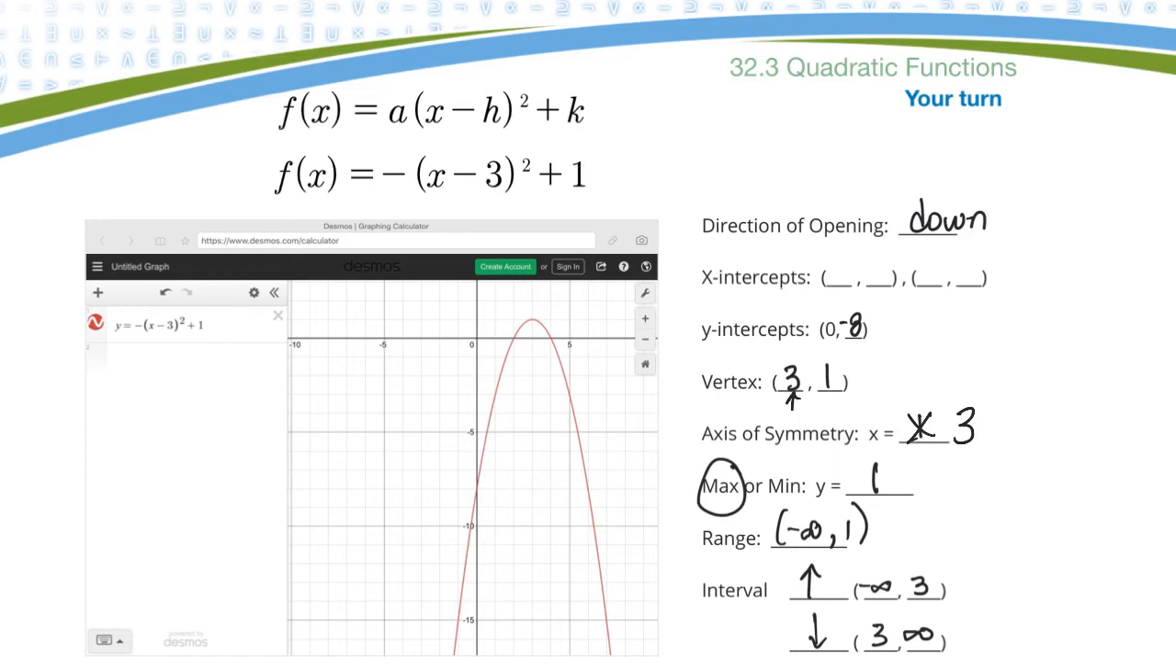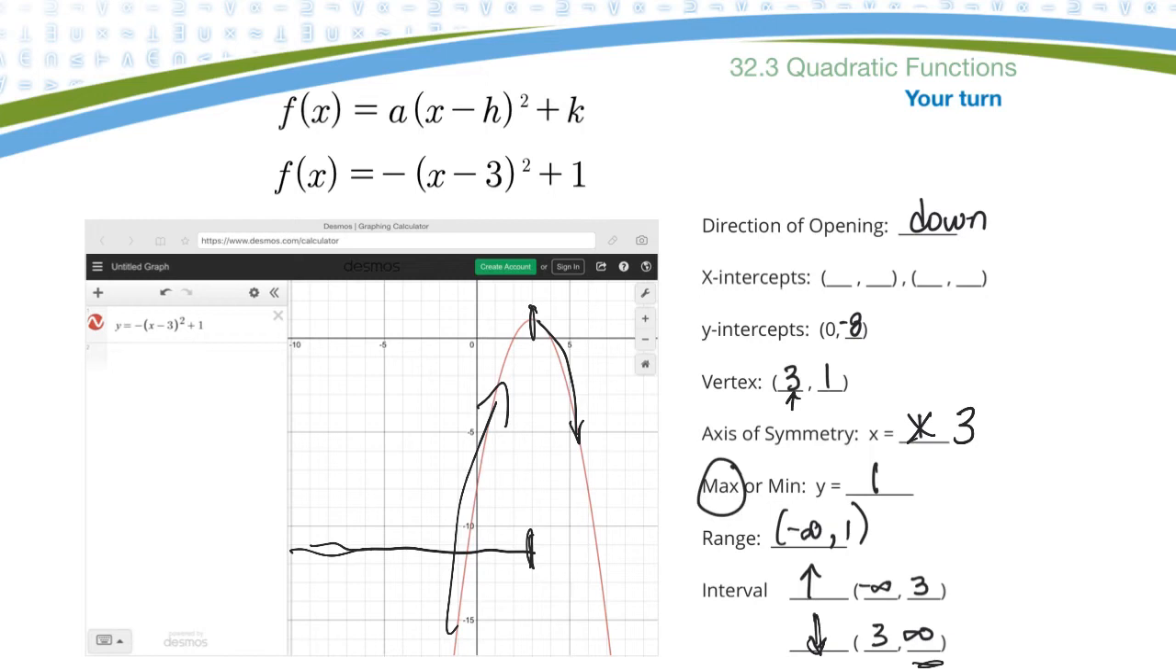So at x equals 3, it has a maximum value of +1, and from -infinity all the way up to 3, the graph is going up. And then from 3, it starts falling. So it falls from 3 all the way to +infinity.